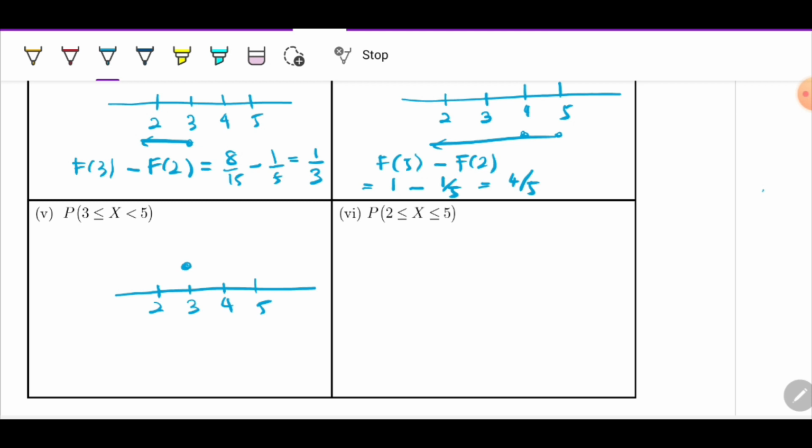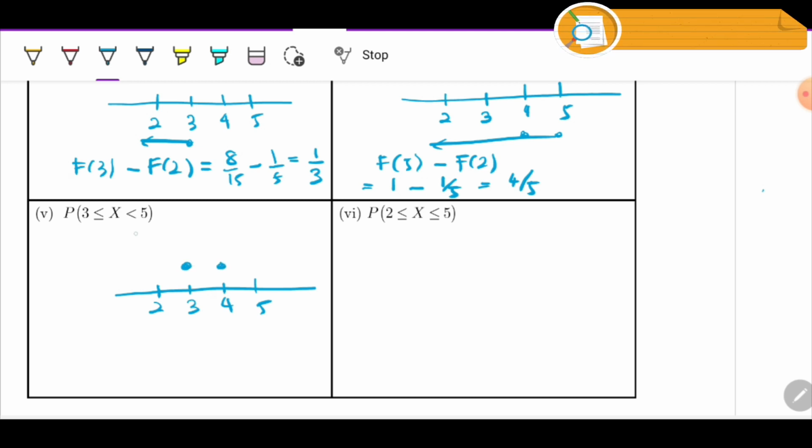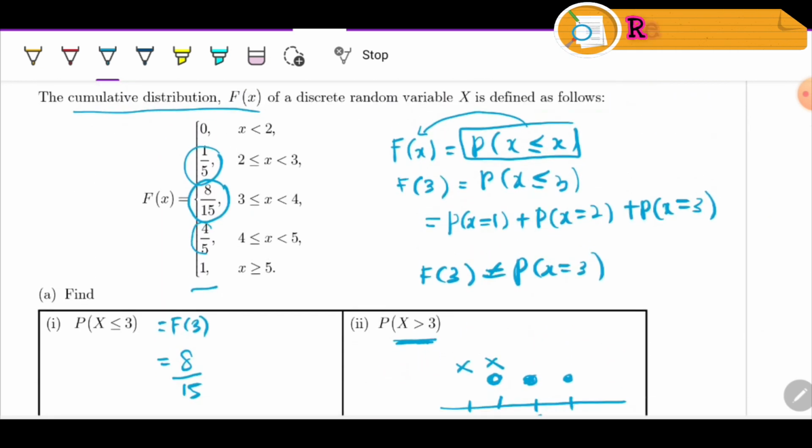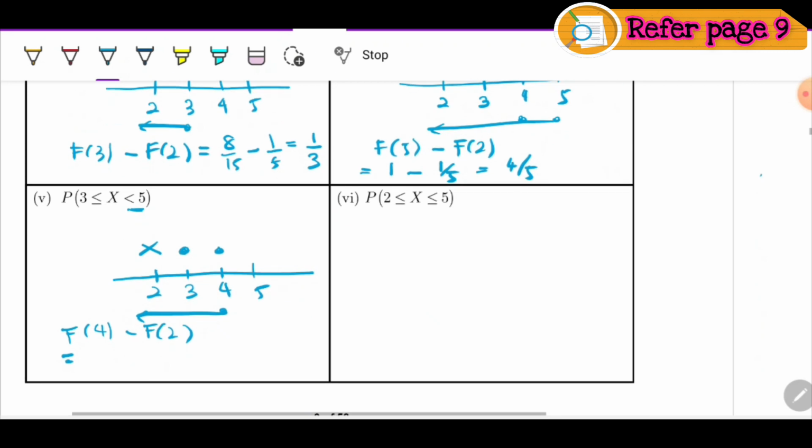So we want 3 and 4 only because 5 is not included. So we don't want x less than or equal to 2. So we start from F4 minus x less than or equal to 2, which is F2. So F4 is equal to 4 over 5 and F2 equals 1 over 5. So the answer is 3 over 5.